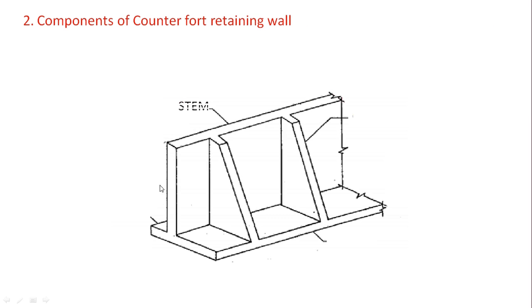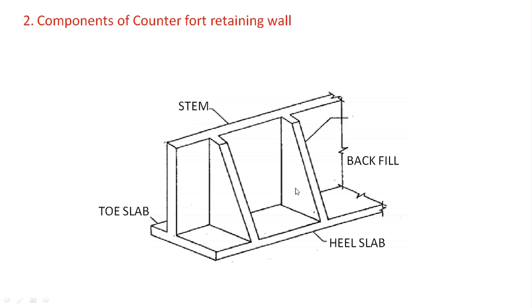So the first component is the stem, which is similar to the cantilever retaining wall. Again, this is not actually a component, but it is required to be mentioned where the backfill side is. So this is the backfill. The next component is the toe slab, and then the heel slab. So here you can see we have seen the three components: stem, toe slab and heel slab. What we can understand is that all three components are the same as in the cantilever retaining wall.